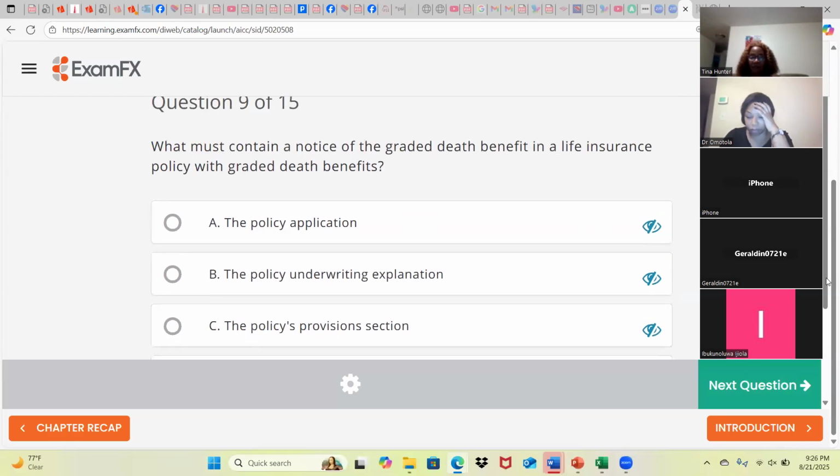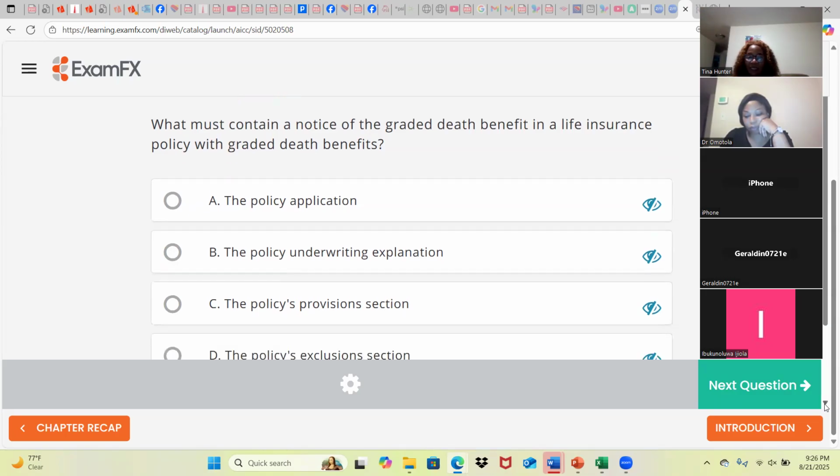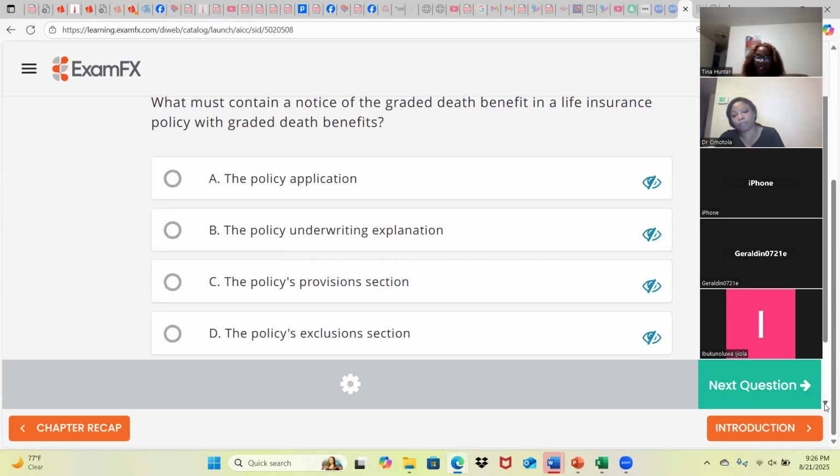Next question here. Miss Tina, you want to read this one for us? What must contain a notice of the graded death benefit in a life insurance policy with graded death benefits? A, the policy application. B, the policy underwriting explanation. C, the policy's provision section. D, the policy's exclusion section.